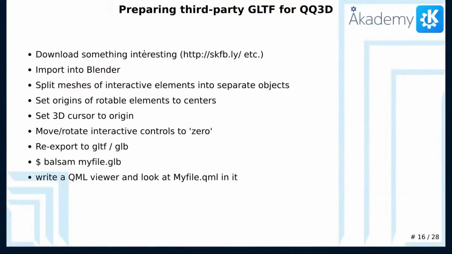So here's the workflow that I used for that model. I found something interesting on Sketchfab, downloaded it as a GLTF. I imported it into Blender because I found that I needed to actually split the meshes of all of those knobs into separate objects so that I would be able to rotate them in QML. In Blender, I re-exported it to GLTF. Then I used Balsam to import it, and that wrote my QML for me. And then I just wrote the rest of the scene, the QML View 3D. And first I just made sure that the Balsam scene actually worked.